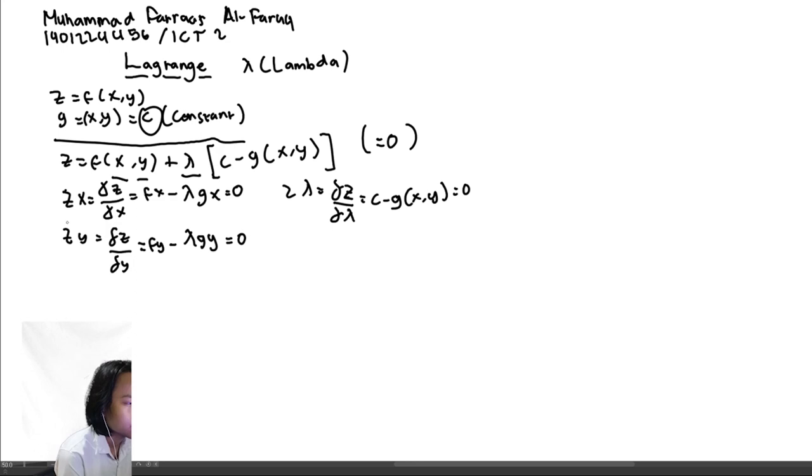Then, after we find these, we are going to determine whether it has a maximum or minimum value. So we need to find the second derivative value.